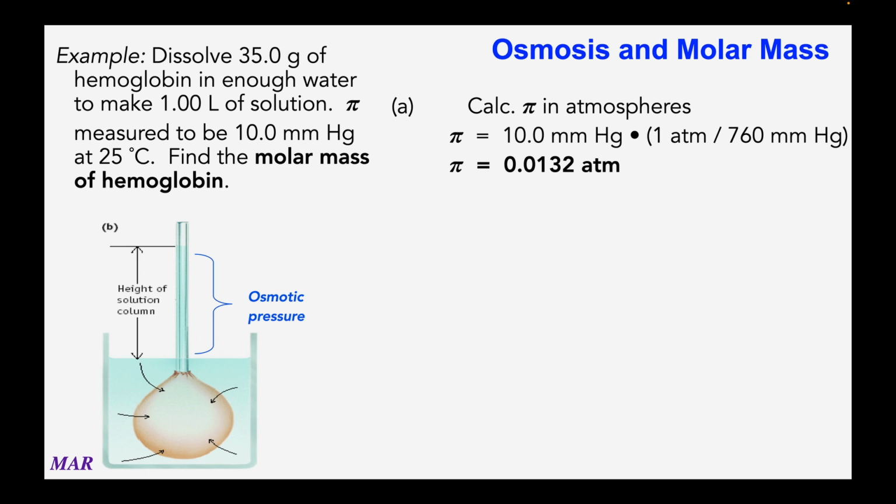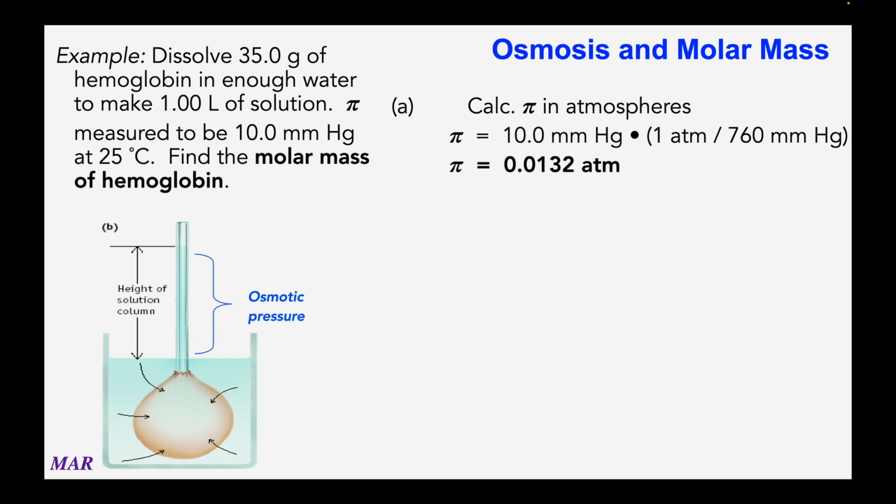So in this kind of a problem, what you have to do, because you're using the gas constant R, you need to have the pressure in atmospheres. So 10 millimeters of mercury divided by 760 gives you 0.0132 atmospheres.